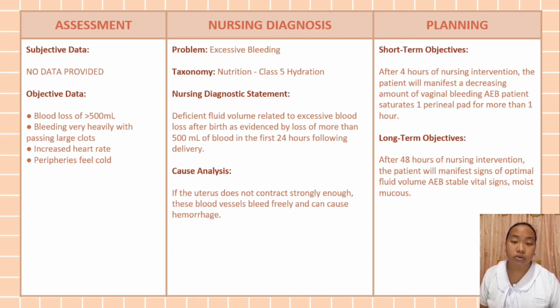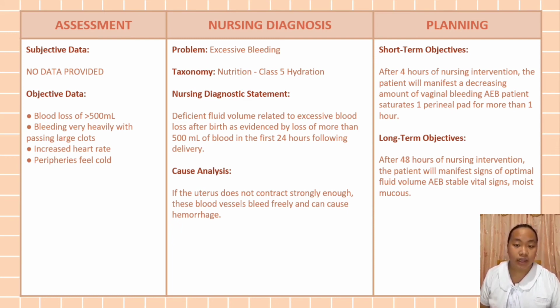Our nursing diagnosis is excessive bleeding. Belongs to the taxonomy nutrition class 5 hydration, and our nursing diagnostic statement is deficient fluid volume related to excessive blood loss after birth, as evidenced by loss of approximately 500 ml of blood in the first 24 hours following delivery. In our cause analysis, if the uterus does not contract strongly enough, these blood vessels bleed freely and can cause hemorrhage because the blood vessels cannot constrict.